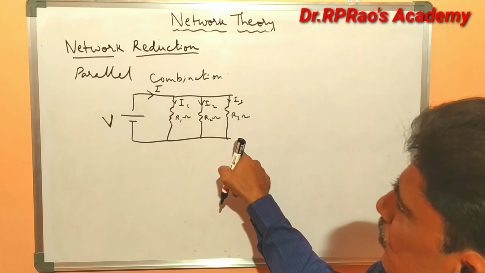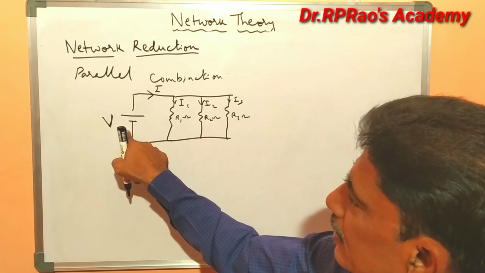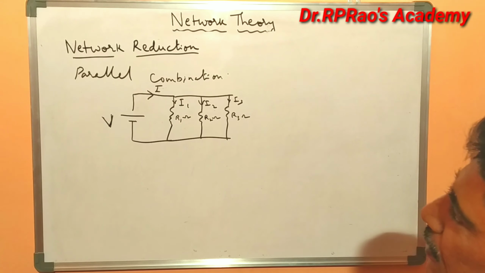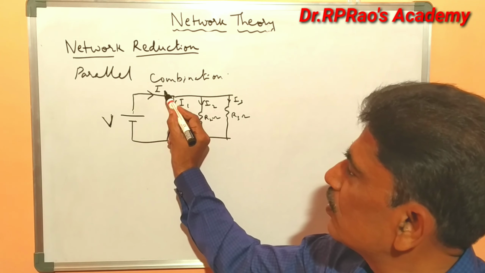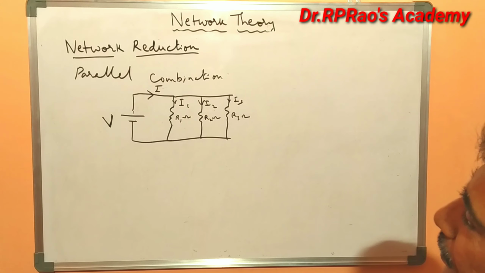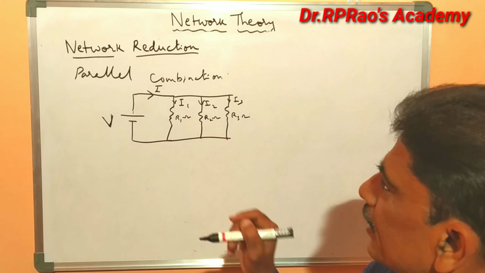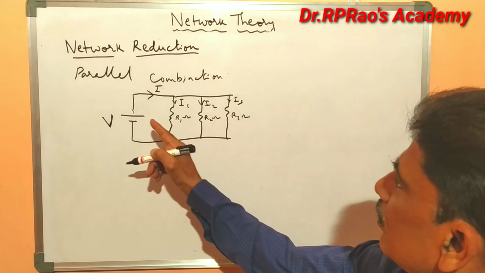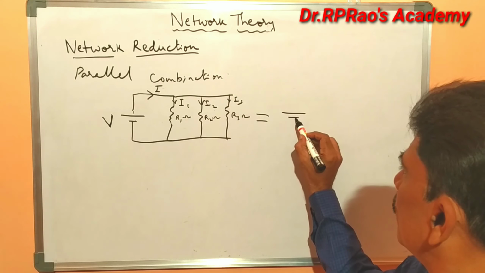These three are energy absorbing elements, whereas this is an energy delivering circuit element. So this is positive and this is negative and the current is moving away, so it is energy delivering. And these three are absorbing the energy supplied by this battery. And it should be equal to what now? It should be equal to a combination like this.